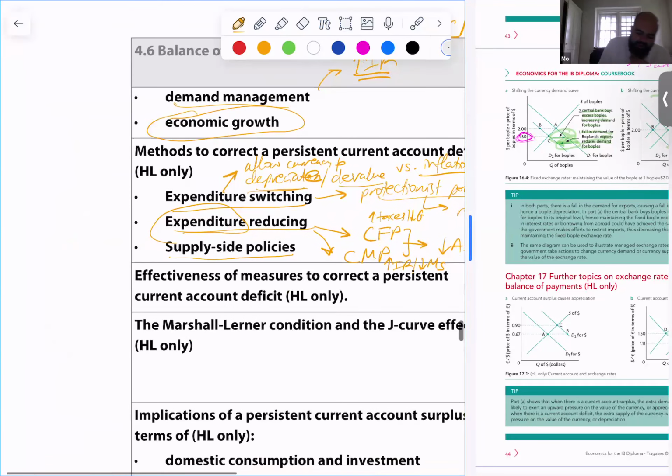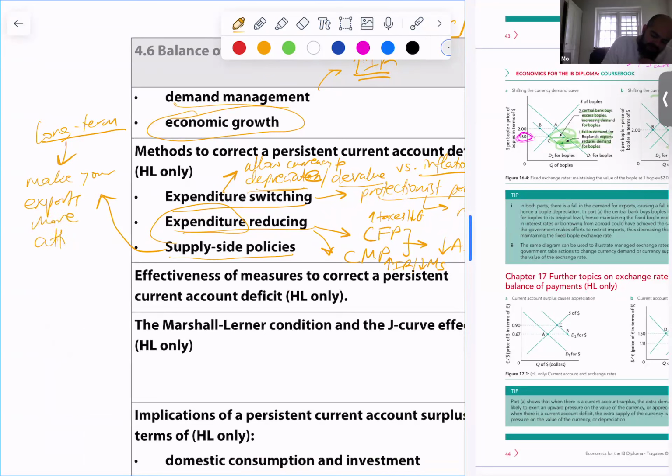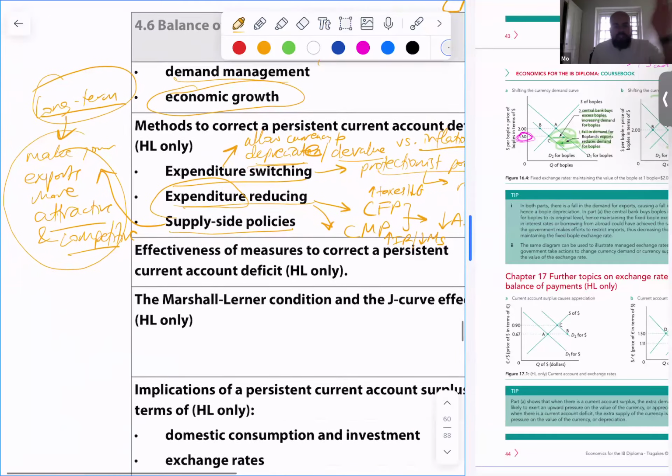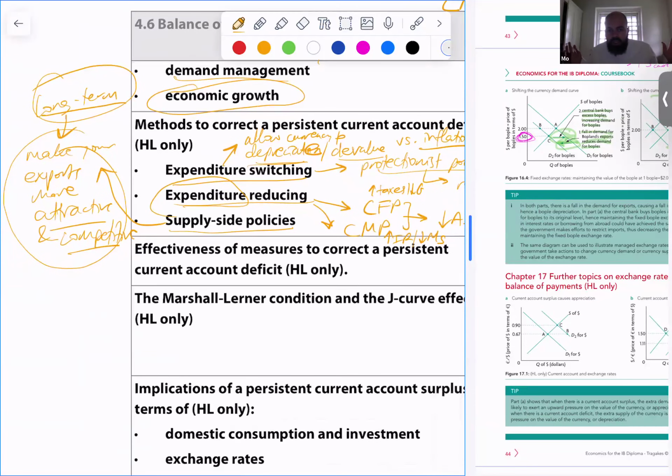And of course, supply side policies, these are long-term. The idea is to make your exports more attractive and competitive by using market-based and interventionist supply-side policies, but these are long-term focused. All of these policies are painful.